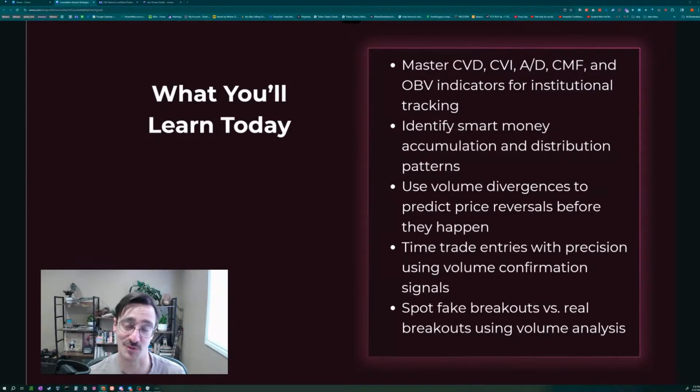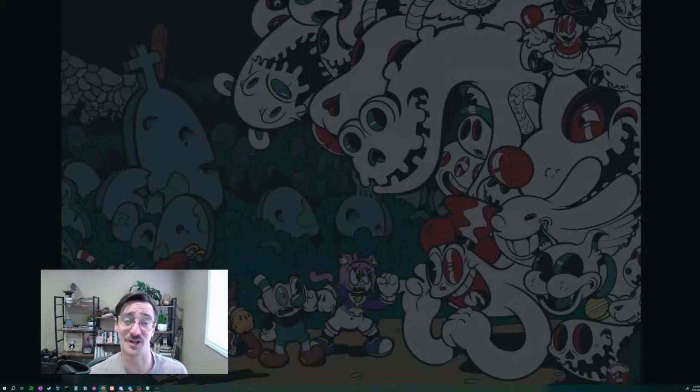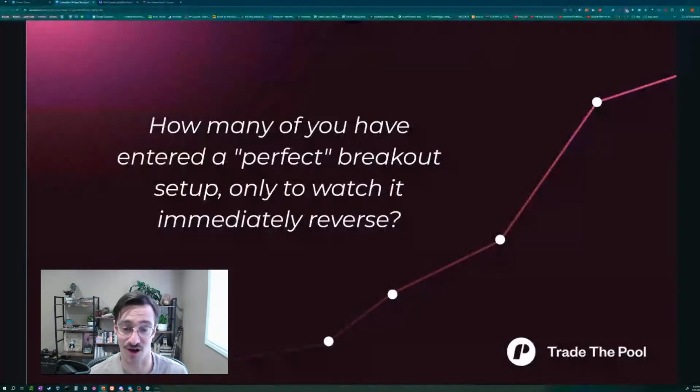And we're going to be talking about, like I said, spotting those fake breakouts versus real. So, how many times have you guys entered a trade and thought, this is perfect, it's the ideal setup, A plus, and then it reverses on you? I've been there, you've been there. We've all gotten stuck in these fake breakout trades. They can happen to any of us, but watching these volume signals is going to be a big game changer if this is a problem you face.